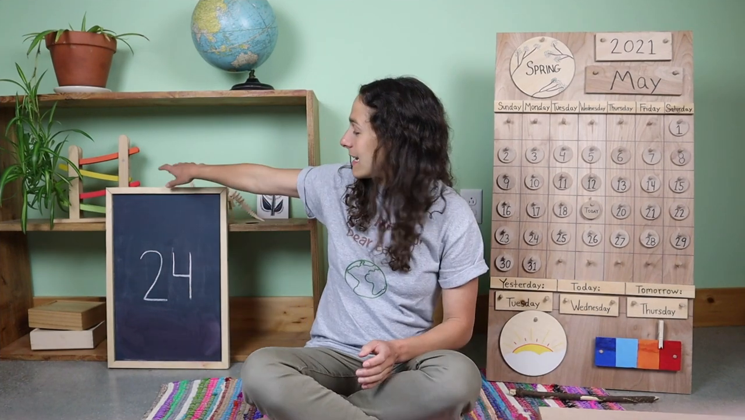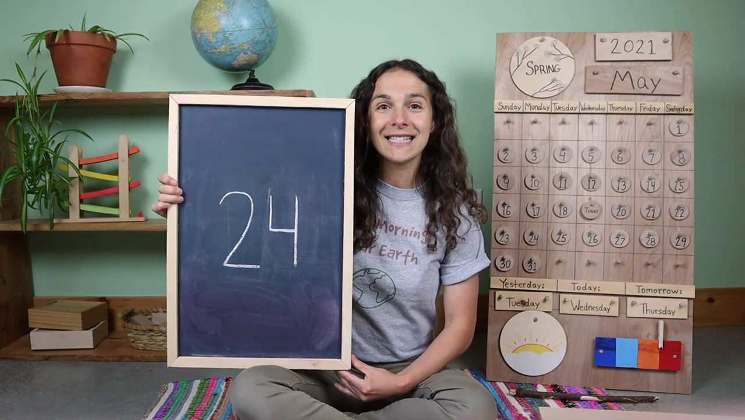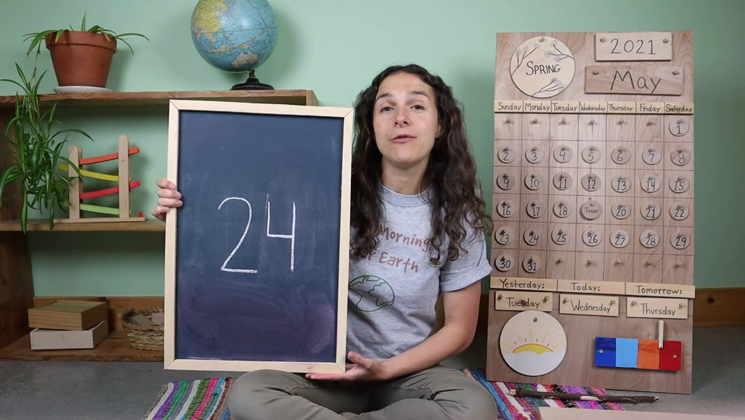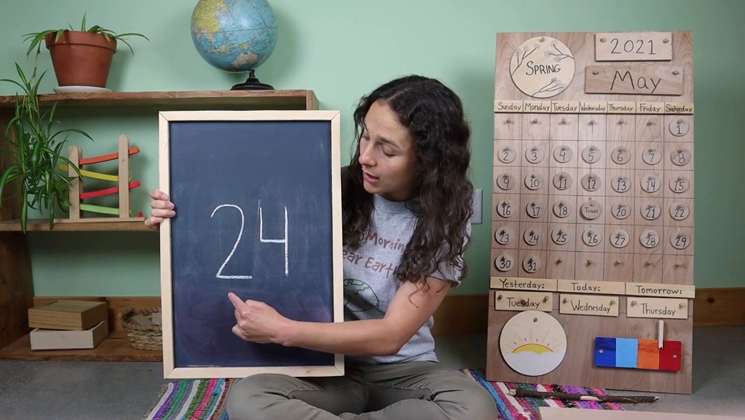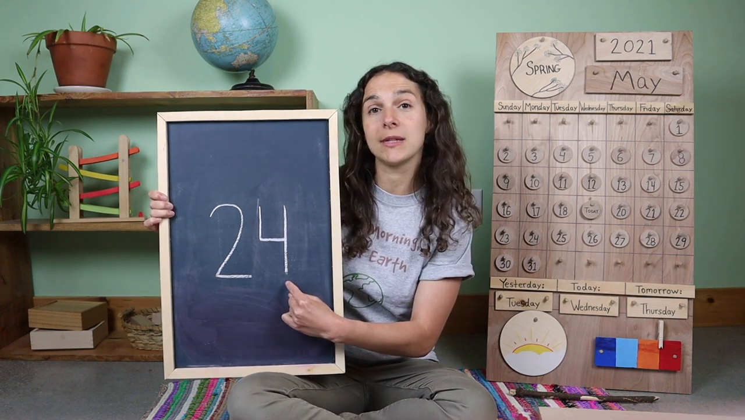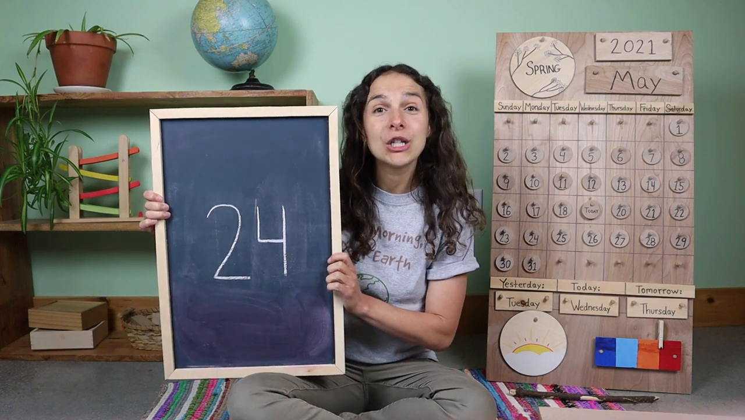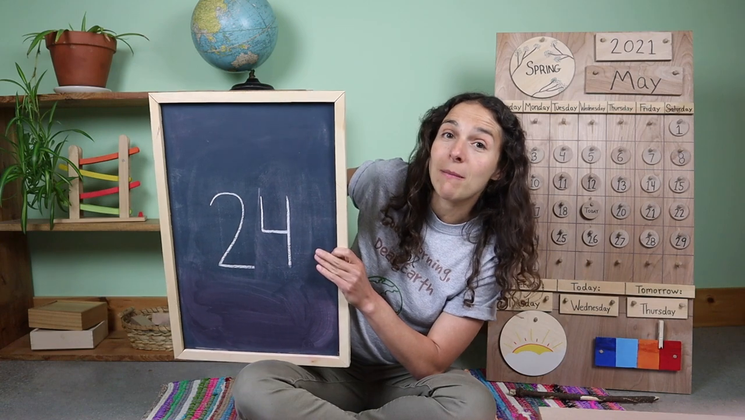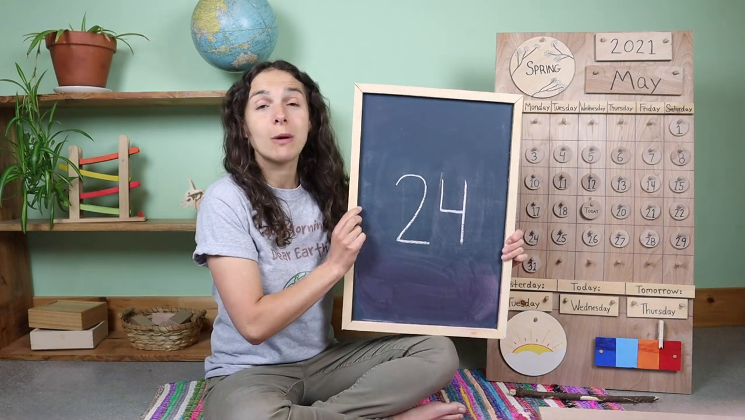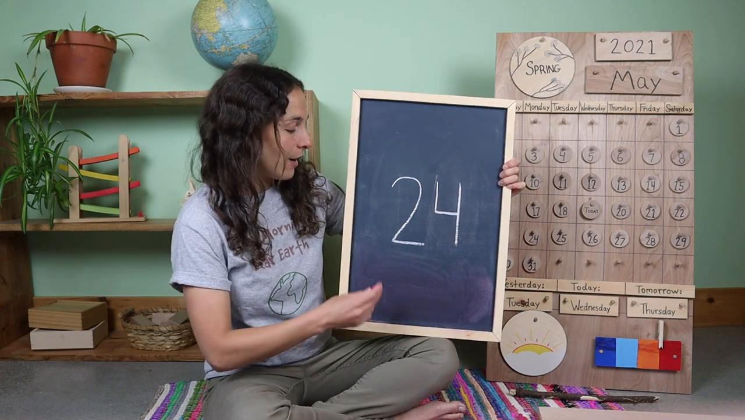Now let's take a look at the number of the week. Do you remember what double digit number this is? 24. You're right. This is the number 24. Can you show me with your fingers what number you write first? 2. And then what number comes next? 4. 2, 4. 24. Let me grab my piece of chalk, and you can take something to write with so that we can draw 24 tally marks together. If not, you can just count them with me. Here we go.